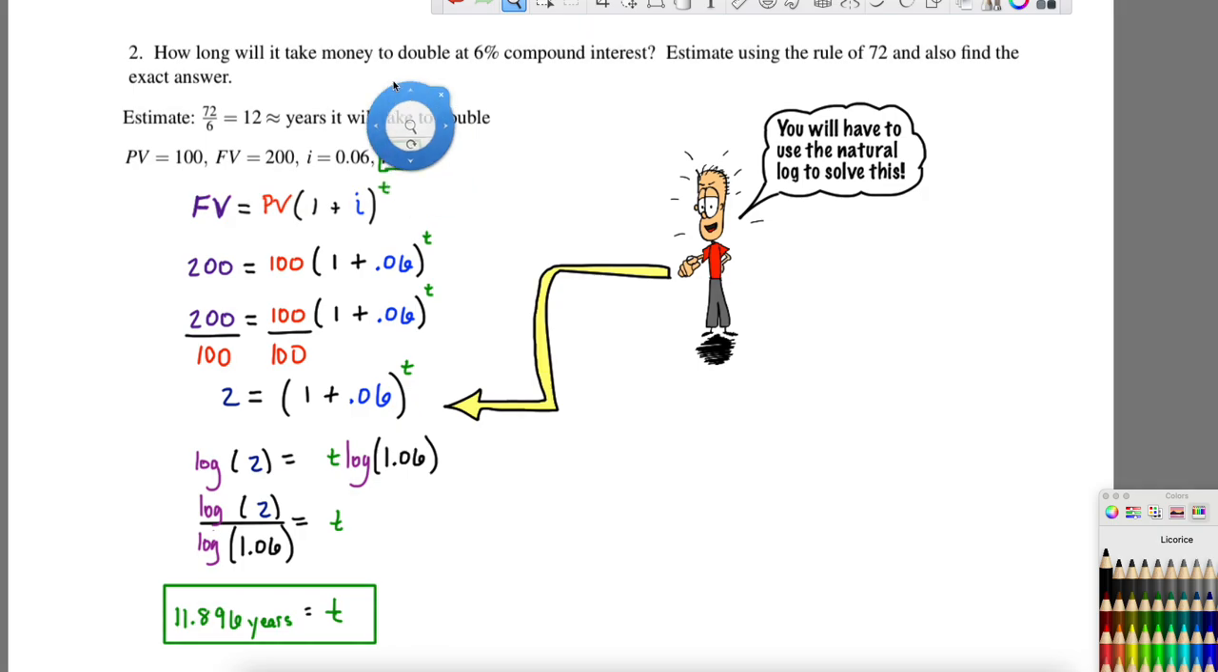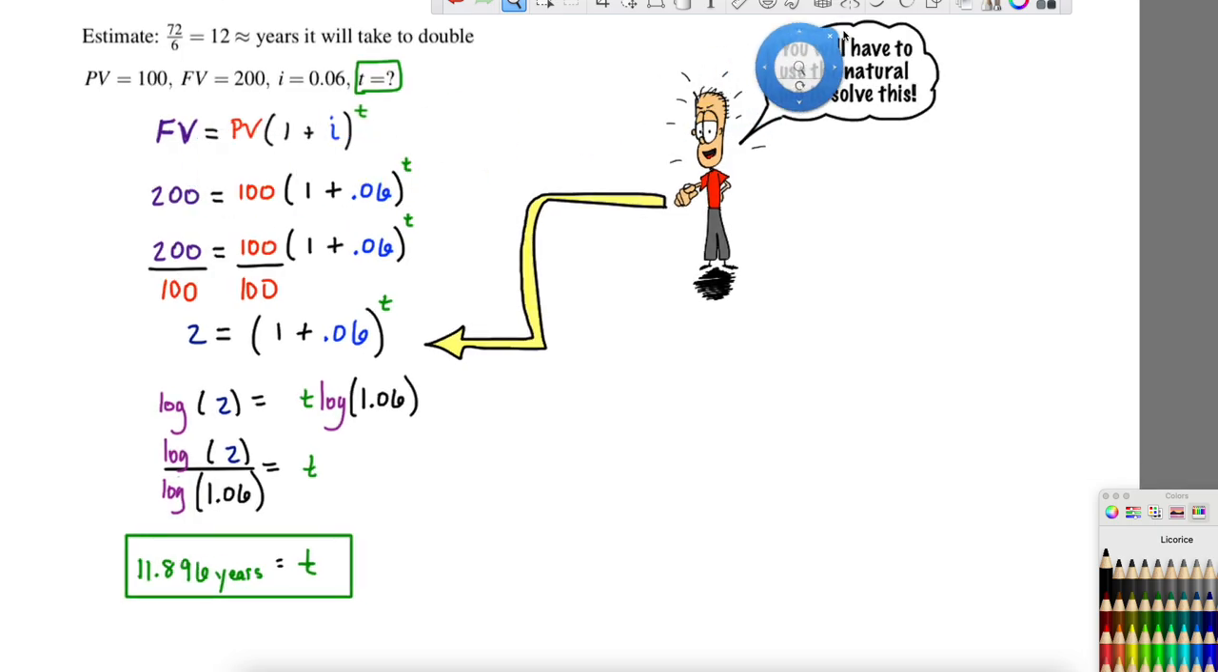All right, how long will it take money to double at 6% compound interest? Okay, the Rule of 72 says we do 72 divided by 6. Well, that's 12 years. It's going to take 12 years to double. So we can solve this using our equation. We have our future value equals the principal times (1 plus i) raised to the t. We're looking for t here.